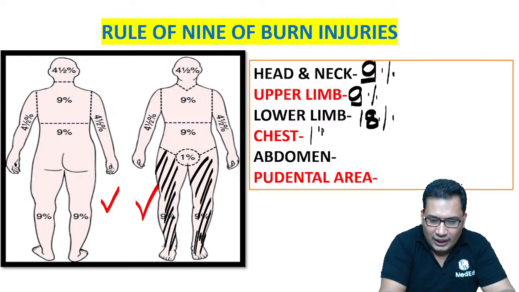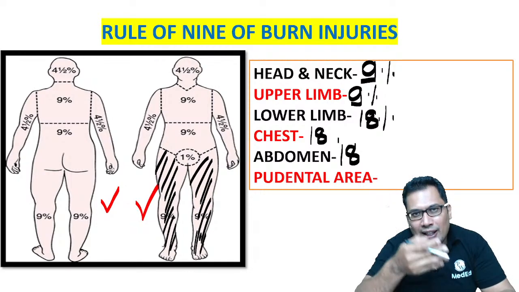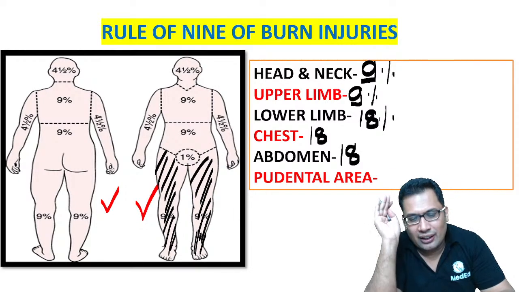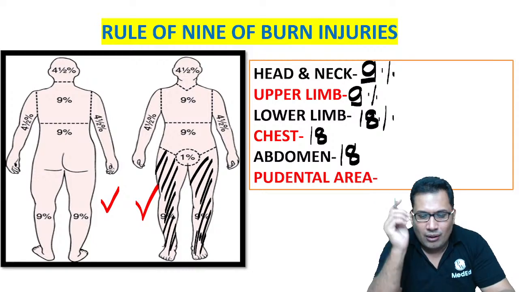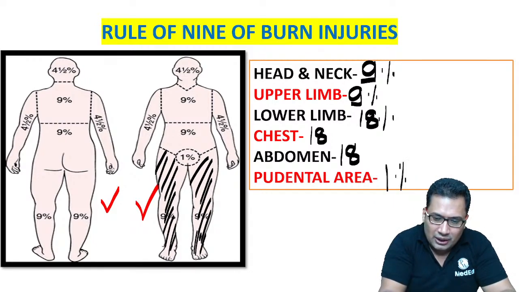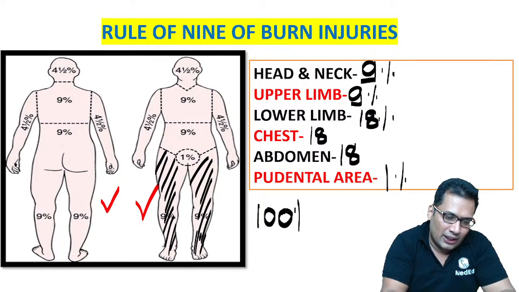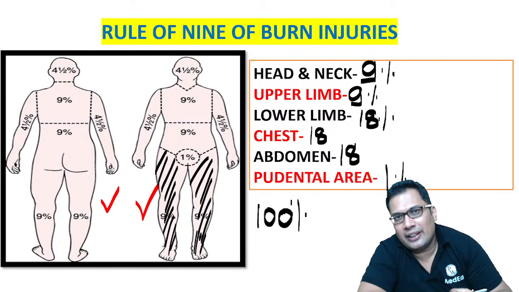Chest is equal to 18. Abdomen is equal to 18. Front is 9, back is 9. So entire chest is 18, entire abdomen is 18. Pudendal area 1%. So total it is 100%. So depending upon the rule of 9.